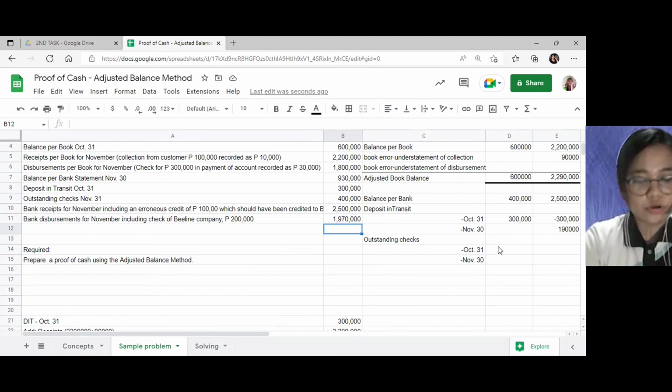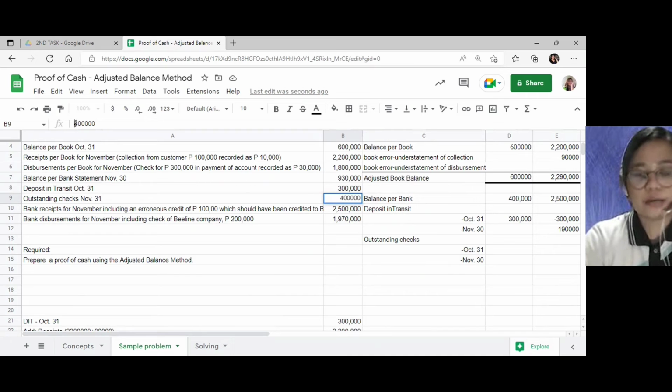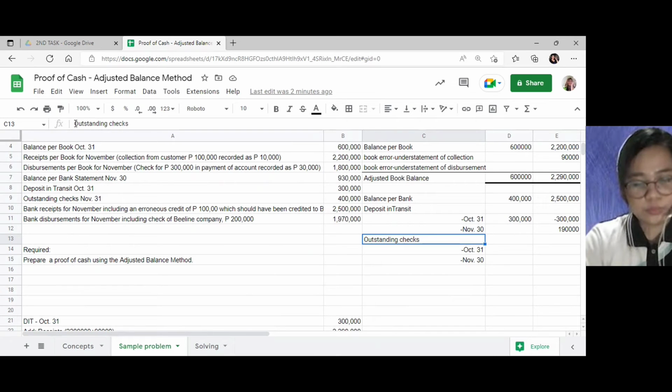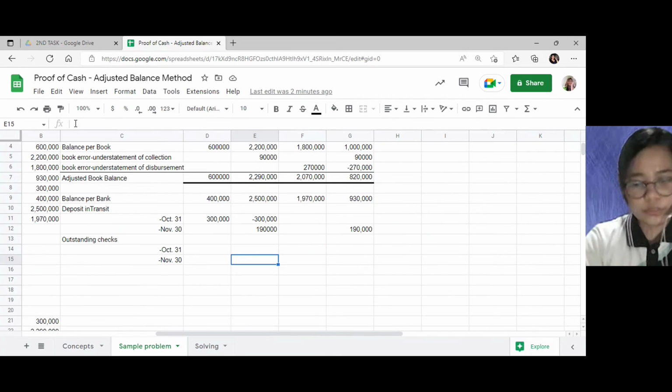So, we know that pag mag-reconcile tayo, yung outstanding check ay dinideduct natin yan, okay? So, ang amount dito is 400,000. So, since the outstanding check, meaning it is not yet reflected in the bank debits, that's why we are going to add back this 400,000 outstanding checks to November 30 in our disbursement under the bank balance.